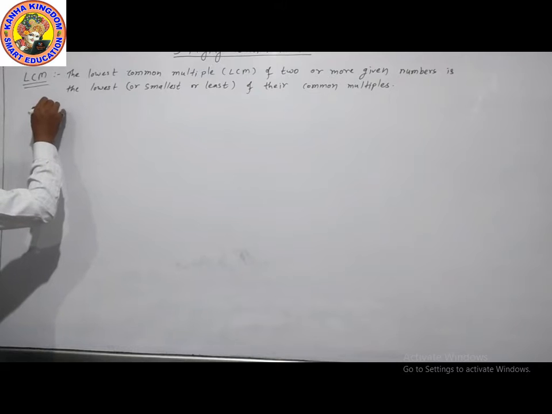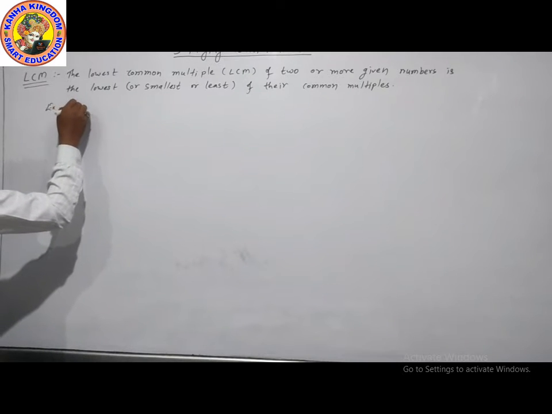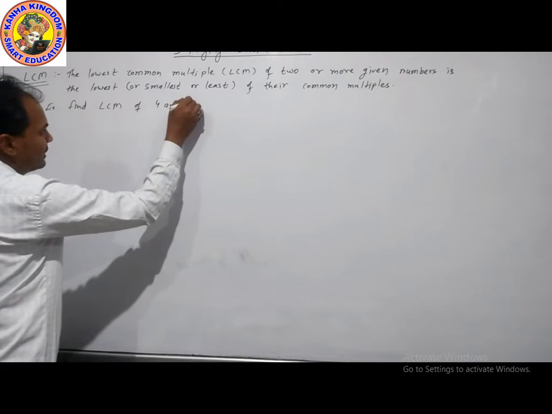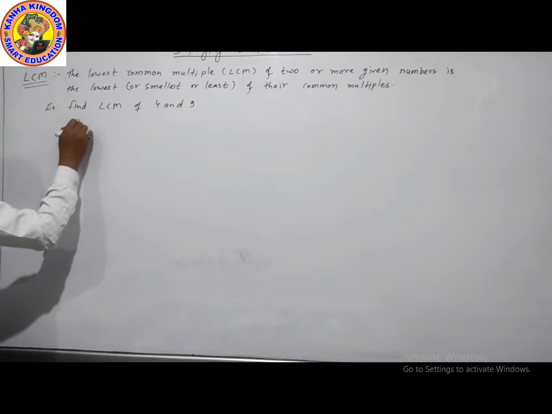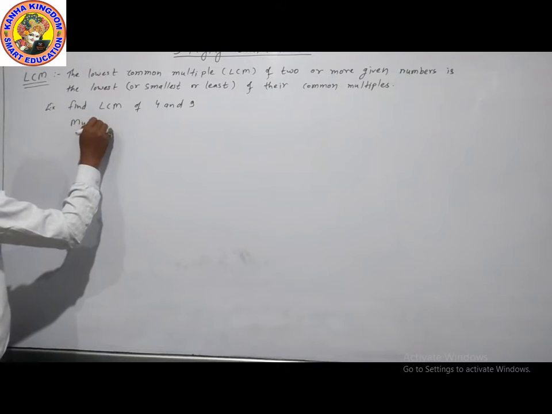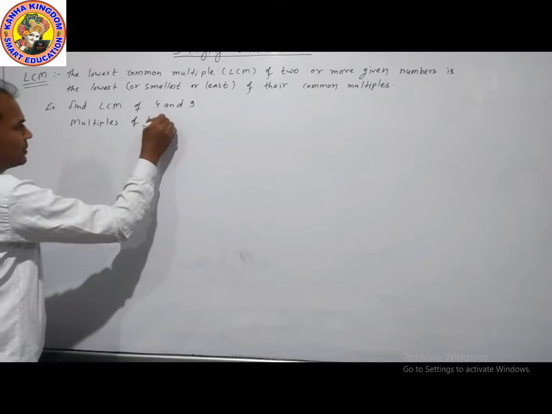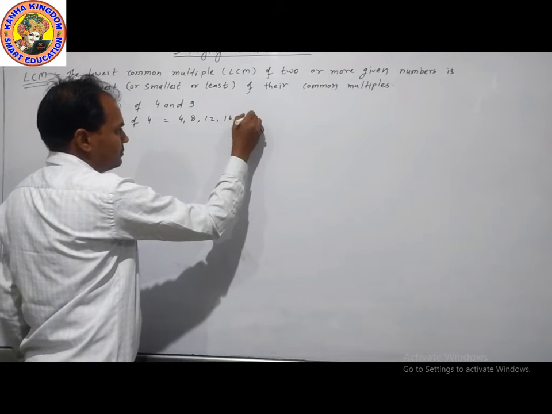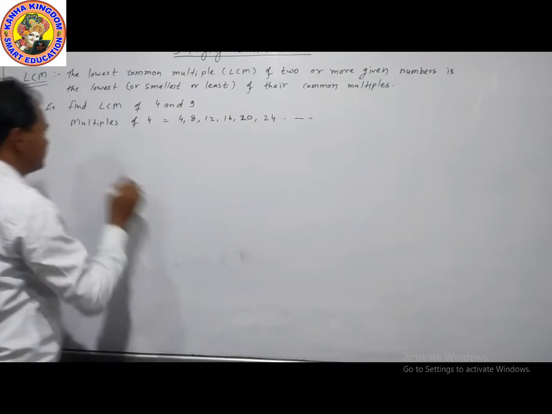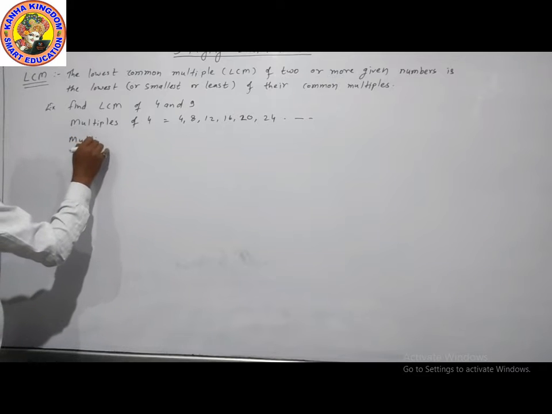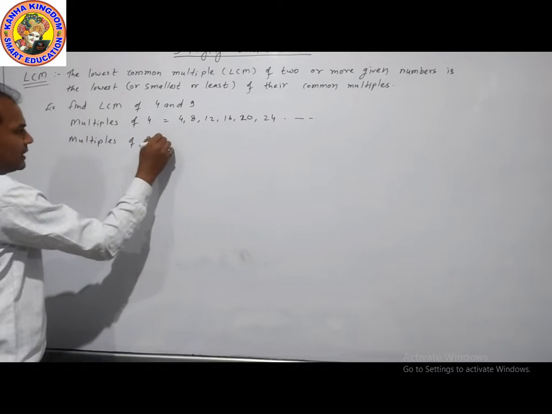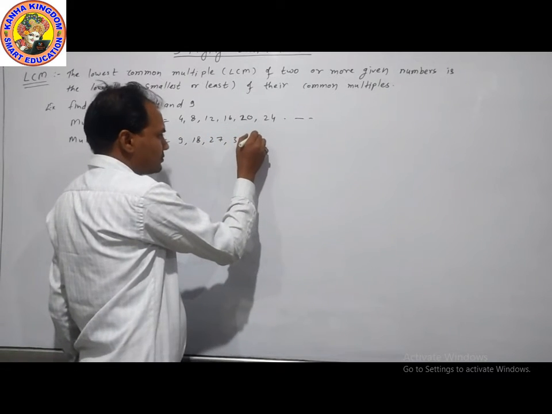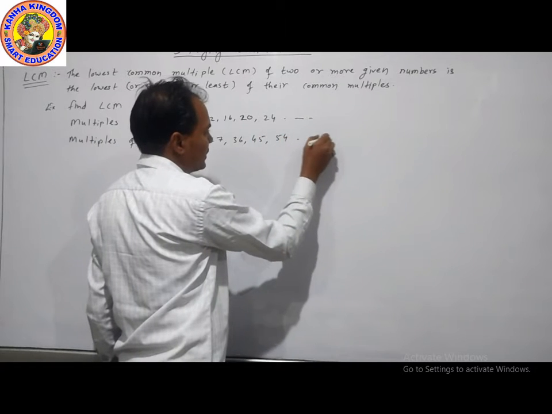For example, find the LCM of 4 and 9. Multiples of 4 are 4, 8, 12, 16, 20, 24 and so on. Multiples of 9 are 9, 18, 27, 36, 45, 54 and so on.